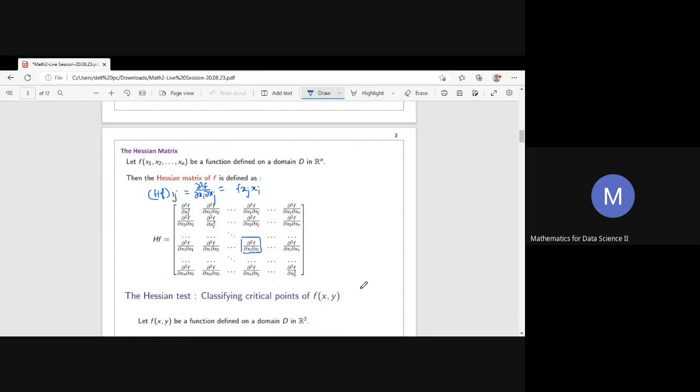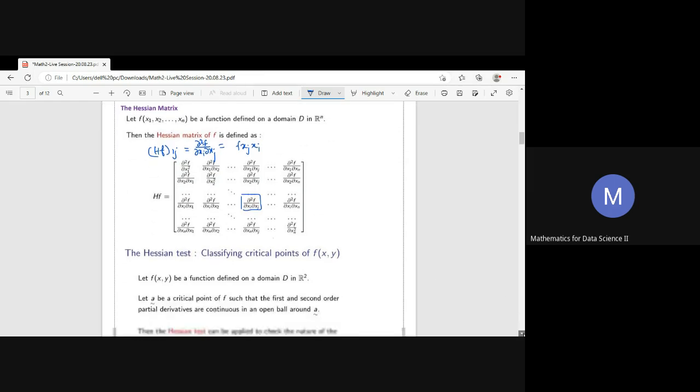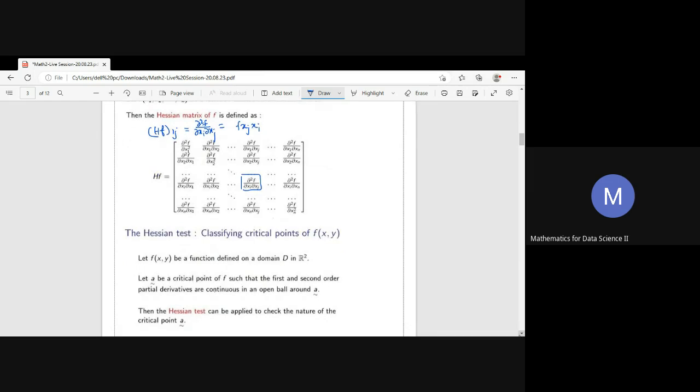And why are we using this? For what purpose is this Hessian matrix used? It is used for classifying the critical points of f of x comma y. Just like in the case of one variable functions we had the second derivative test, in the case of multivariable functions we have the Hessian test. And how do we use this Hessian test? First of all, we saw the conditions for functions of two variables. So how was it used?